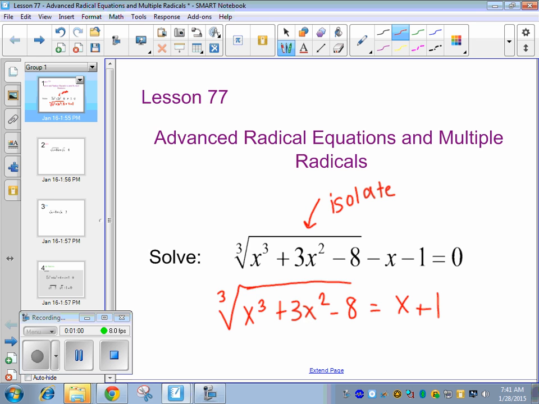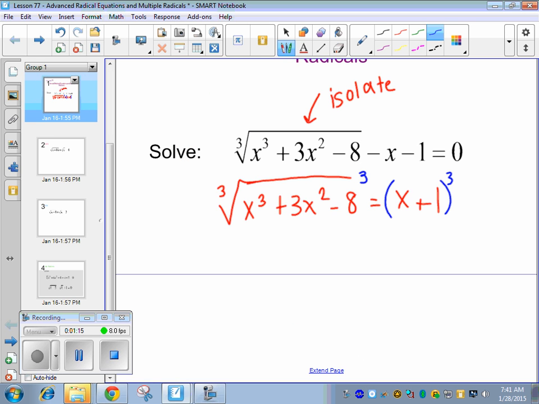The next step is to get rid of the radical, which means that we have to cube this. Since it's a cube root, we cube it, which means we have to also cube this side here, which is kind of a shame. So now I have x cubed plus 3x squared minus 8. We got rid of the cube root. And on this side, we have x plus 1 times x plus 1 times x plus 1, right?